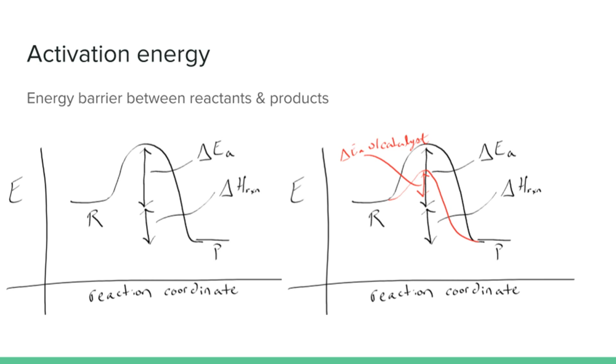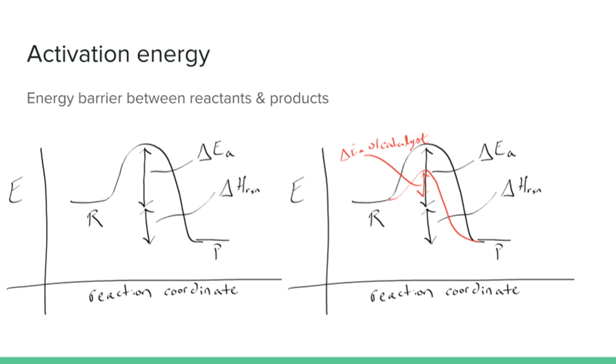So here on the right, we have the same reaction, but with the presence of a catalyst, and it's just lowered that energy barrier in one way or another. Catalysts can operate in a number of different ways. And that just means that it's easier to get from reactants to products.